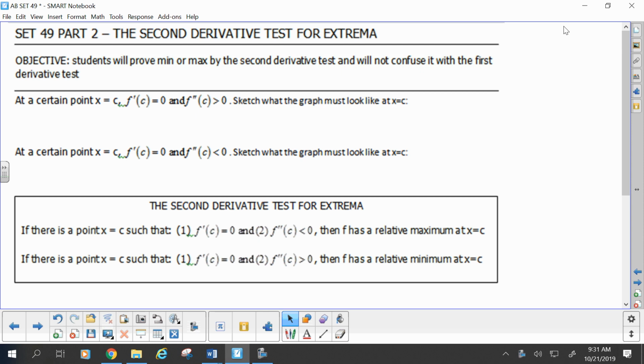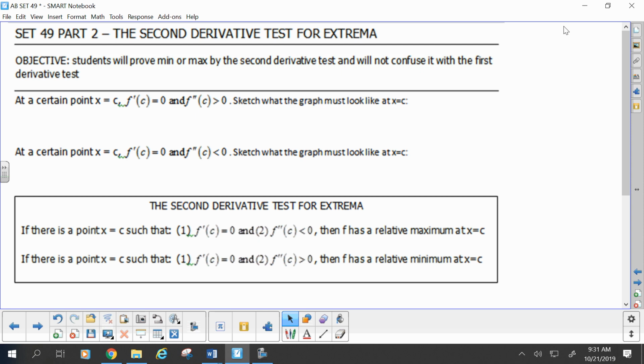My first worry, though, is that you don't get the two confused. What does the conclusion for the first derivative test for a maximum sound like? Give me a maximum test for a first derivative. F has a max at something because F prime goes from positive to negative. That's the first derivative test.